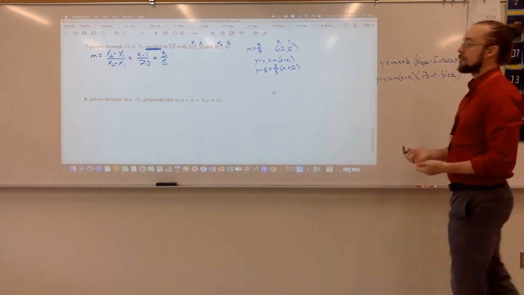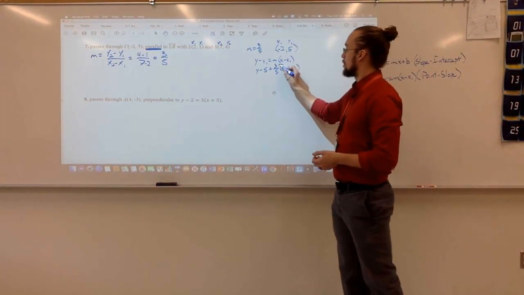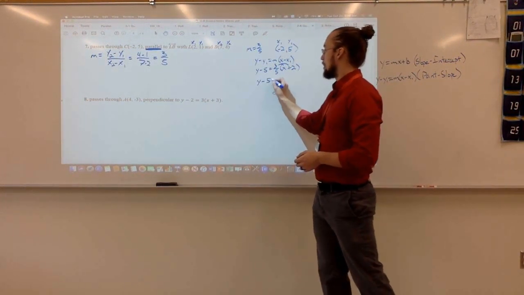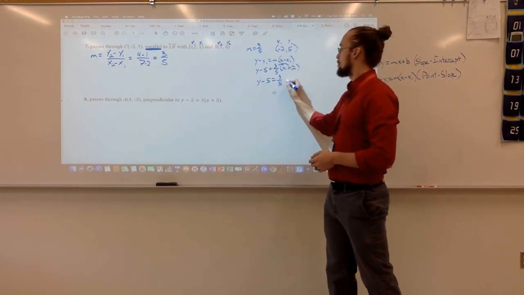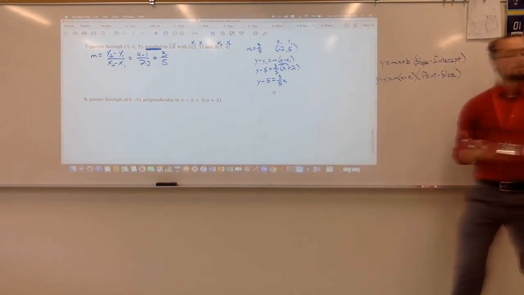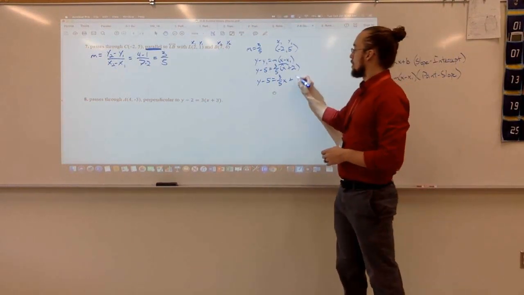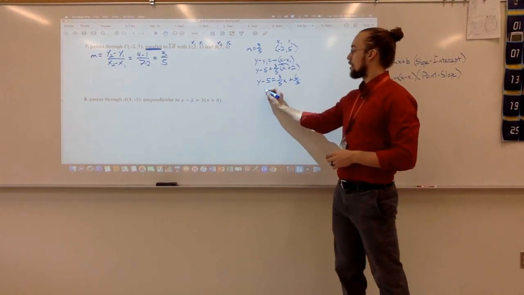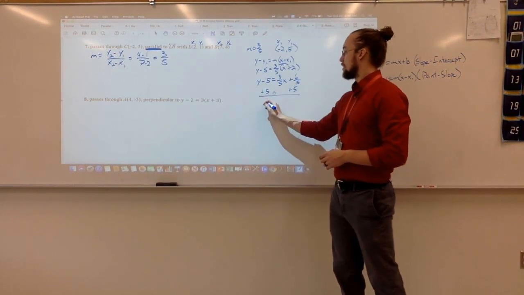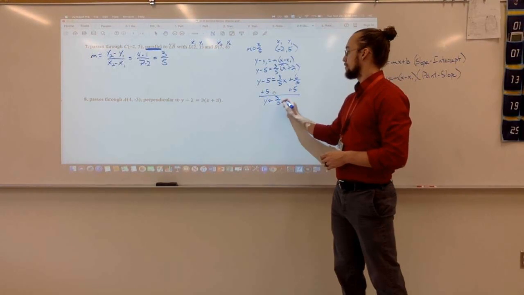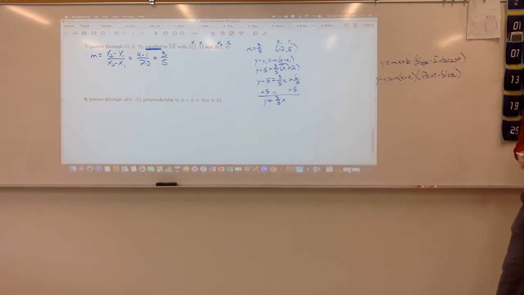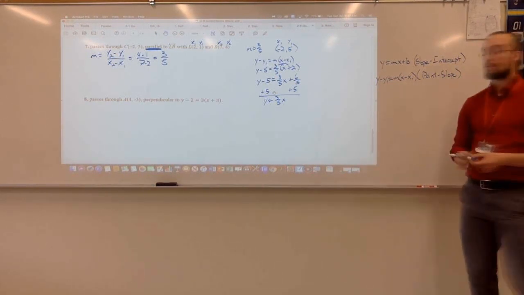We just want to do the same thing. Distribute this 3/5 through the parentheses. So we'll have y minus 5 equals 3/5 x, that's 3/5 times 2, 6 over 5, right? And then the last step would be to add 5 over. So we'll get y equals 3/5 x plus 6/5 plus 5. It's going to be 31 over 5.